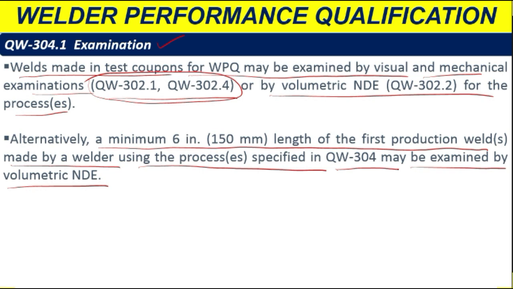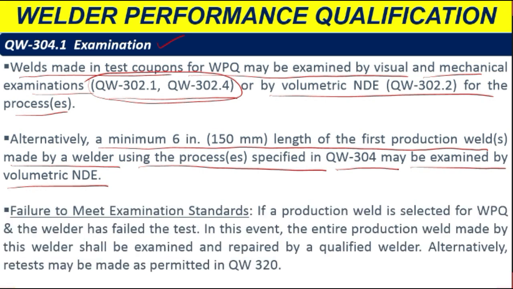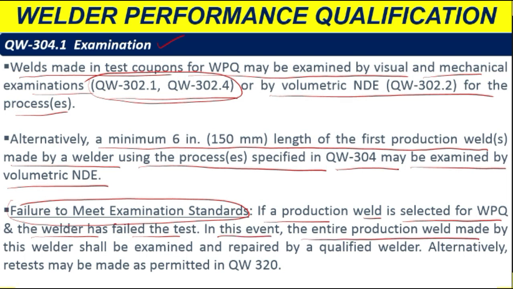So you start the production welding and the first 150 mm length goes for the volumetric NDE check first. If it passes, then they will continue the production welding. You understand this examination? If there is a failure, what will happen? If the weld fails to meet the examination standard, what will happen? If a production weld is selected for WPQ and the welder has failed the test, in this event the entire production weld made by this welder shall be examined.